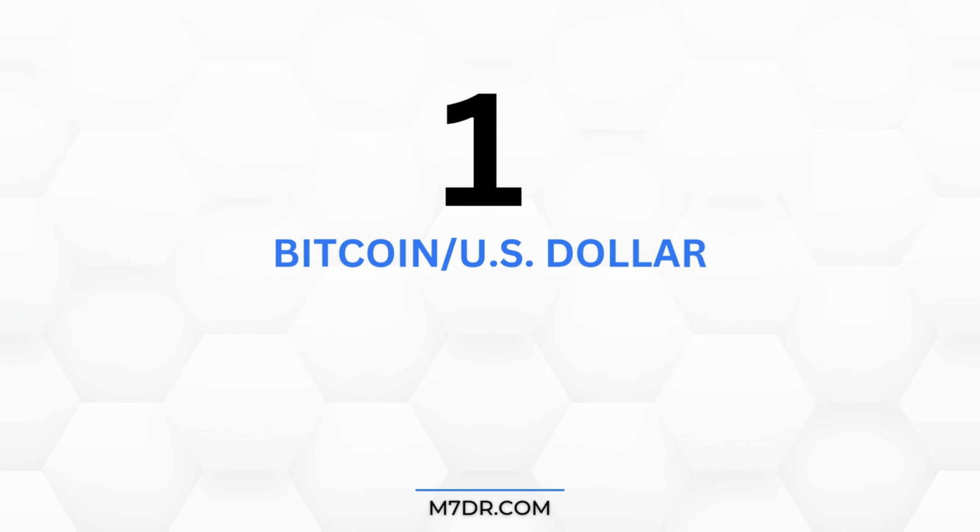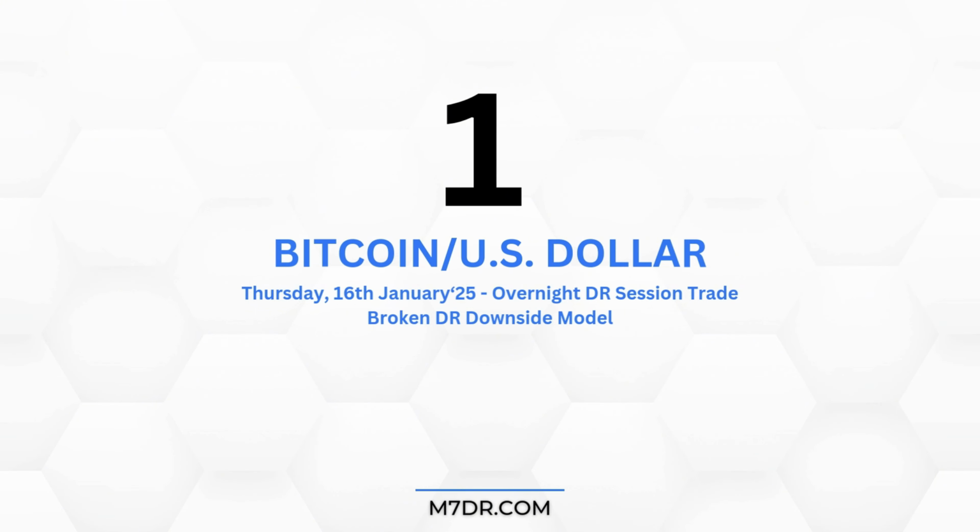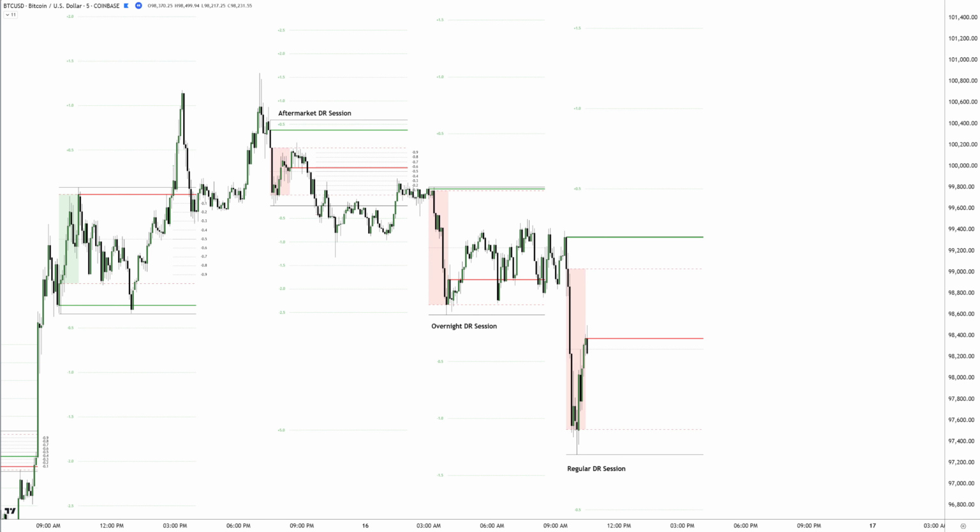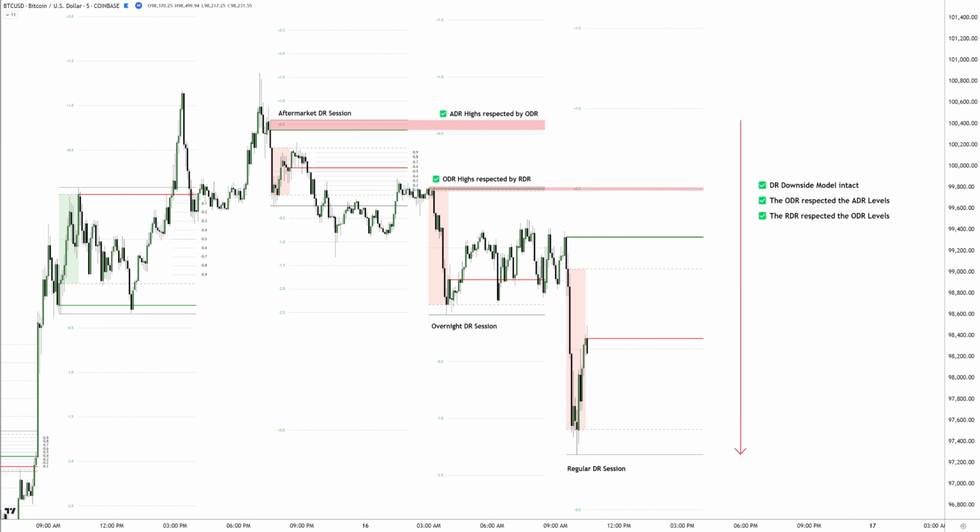And lastly, we're coming to number 1, Bitcoin versus the US dollar, Thursday's overnight DR session trade in a broken DR downside model. Well, take a look at Bitcoin. 3 consecutive red DR boxes, each respecting the previous DR session's highs. This sets the stage for what appears to be a strong DR downside expansion model formation, with all 3 defining ranges gradually increasing in size.